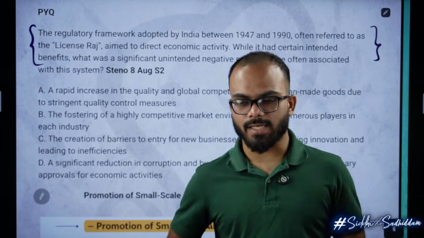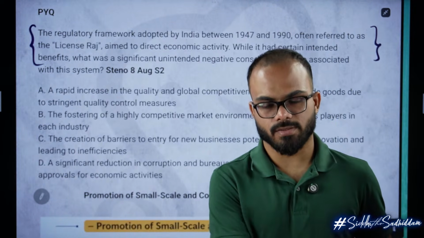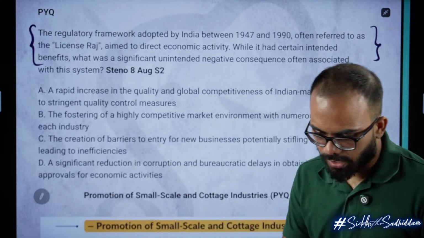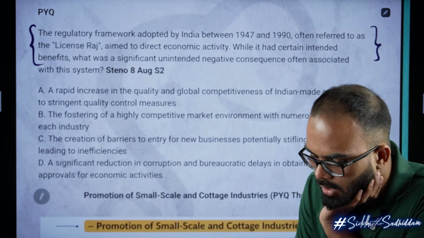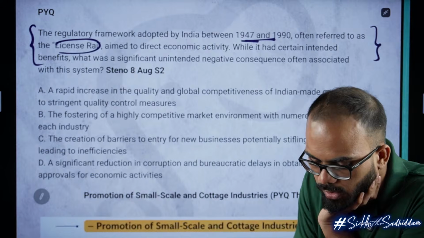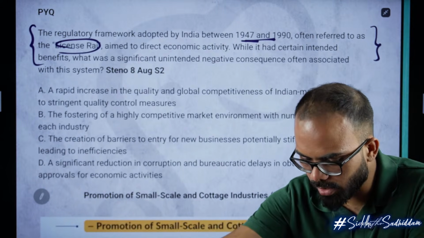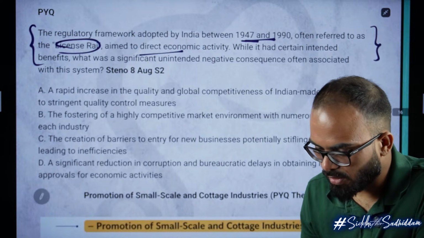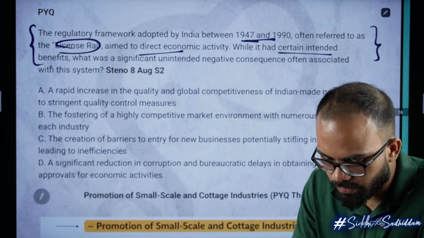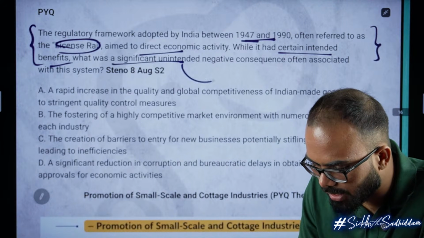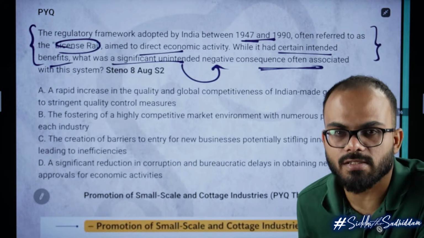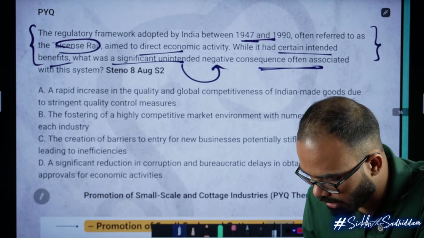But education is not a sector, no? So I will go for a better answer choice. The regulatory framework adopted by India between 1947 and 1990, often called License Raj, aimed to direct economic activity. While it had certain positive benefits, what was a significant negative consequence because of this system? Right? What are the negative consequences?